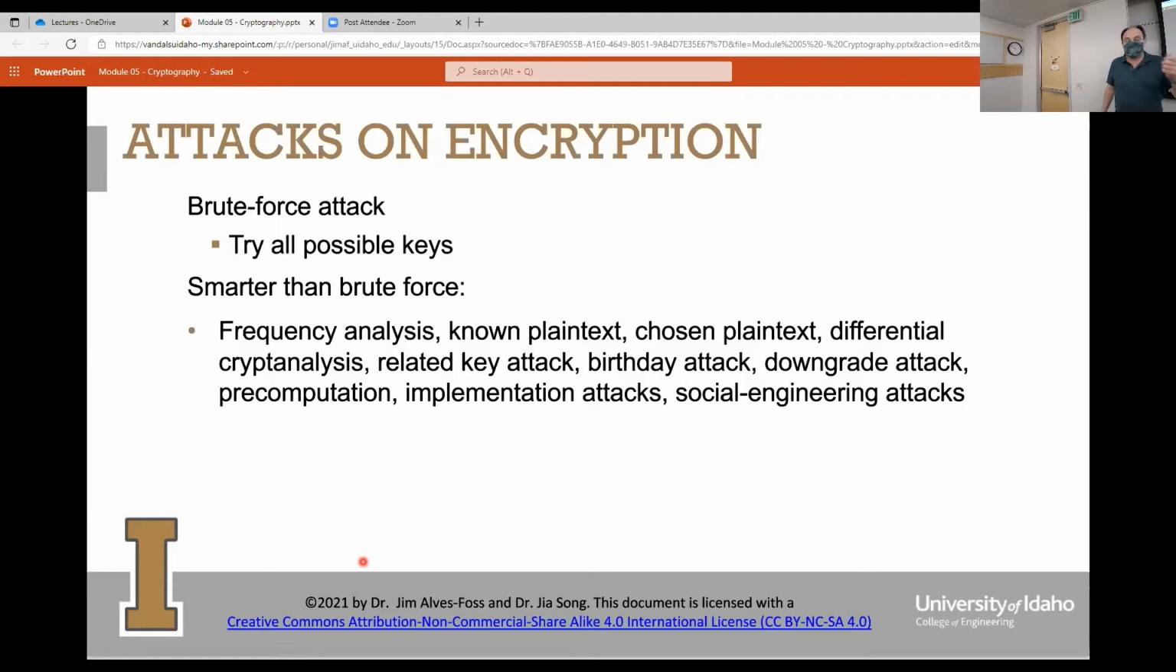Okay, so the birthday paradox we can use to attack certain types of crypto systems. There's a downgrade attack where you force the crypto system to use a weaker, older version. There's pre-computing, I'll talk about that one later. There's implementation attacks where they just made it wrong. Social engineering attacks, hey, just get them to tell you the key, that's the easiest.